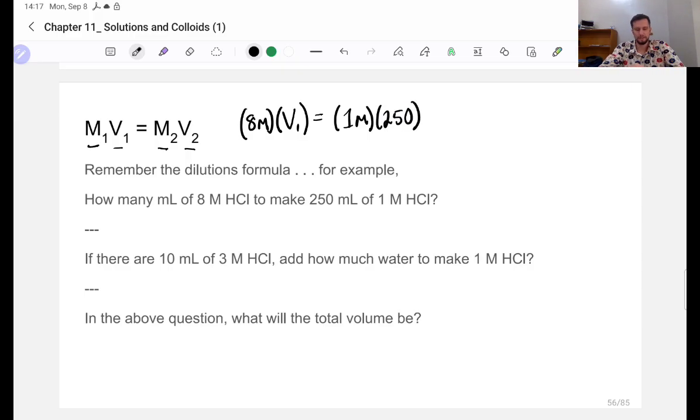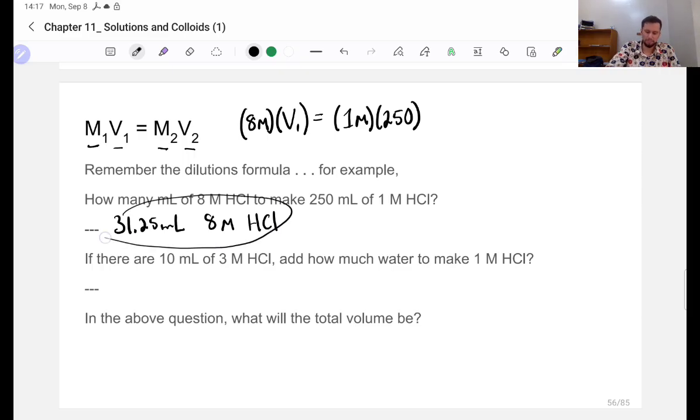So we do 1 times 250 divided by 8. And if we do that, we get 31.25 milliliters. What does that mean? Milliliters of the 8 molar HCl. So what does this mean? This means that you would take 31.25 milliliters of 8 molar HCl and add it to water.